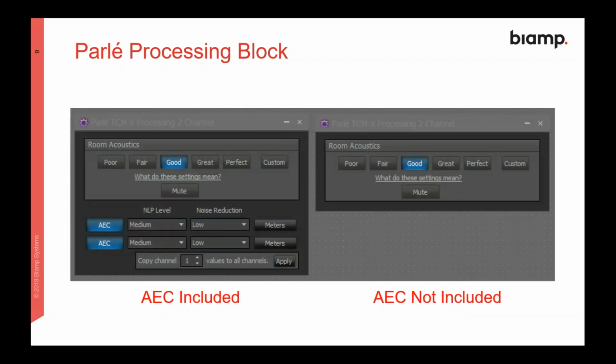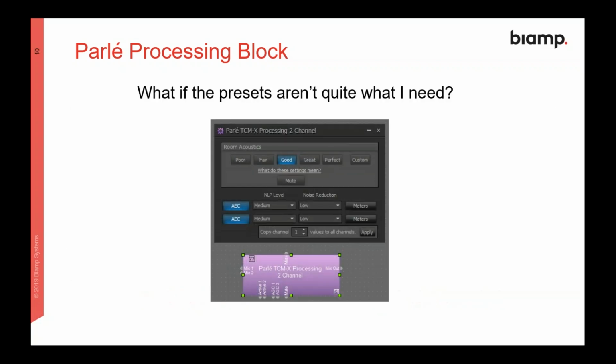So we've added the settings that are available in the AEC processing to the interface form for the Parle processing block. So we can set our room acoustic settings, then you can go in and set up the AEC, NLP level, active noise reduction. You can get to the meters from there as well. And on the right, that's what it looks like if we don't include AEC. You'll have to go in and manually set that stuff up in the AEC processing block. So we've given you poor, fair, good, great, perfect.